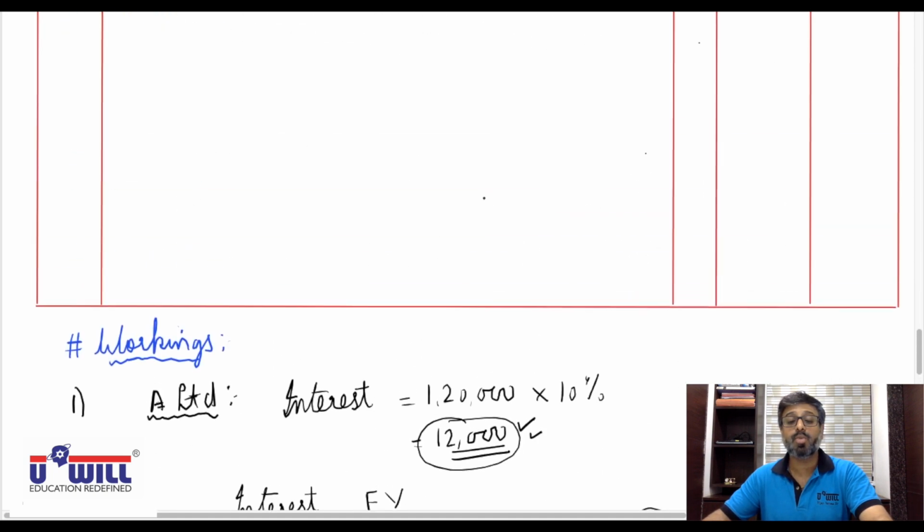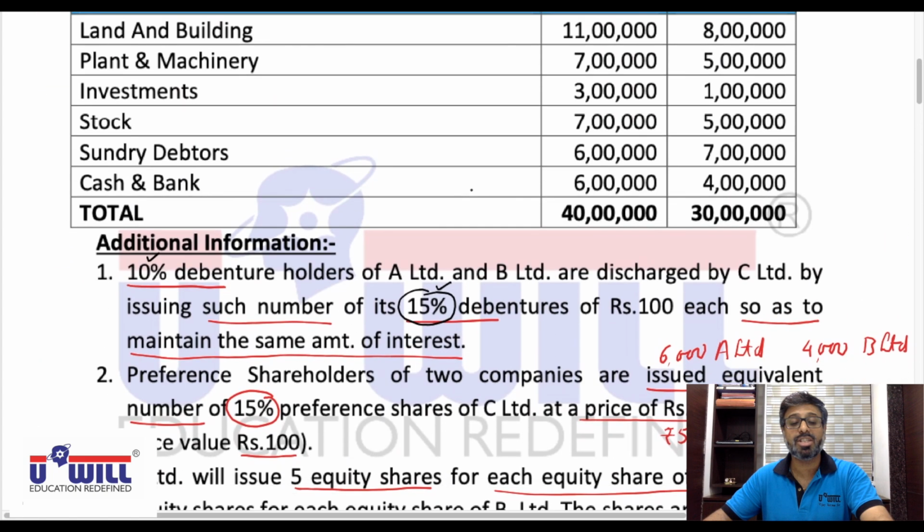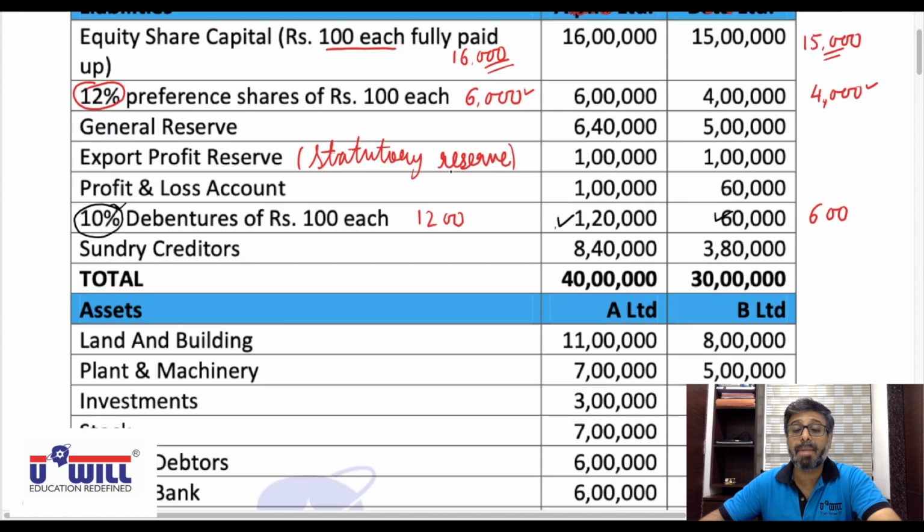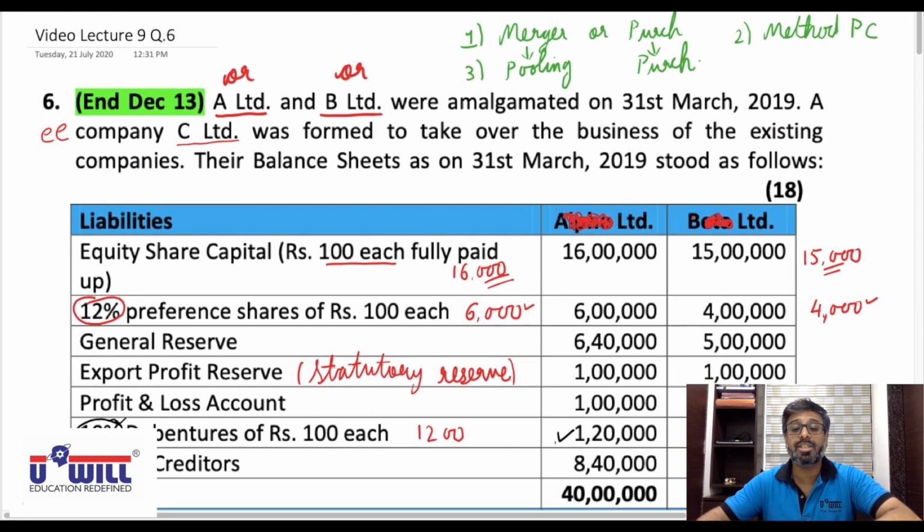Okay. This was the meaning of adjustment 1. Later on, we'll see how it affects the accounting entries, etc. Now let's come back to our first part. Which 3 things do we have to decide in the question? Is it amalgamation in the nature of merger or purchase, the method of purchase consideration, and accordingly the pooling of interest method or purchase method of accounting.